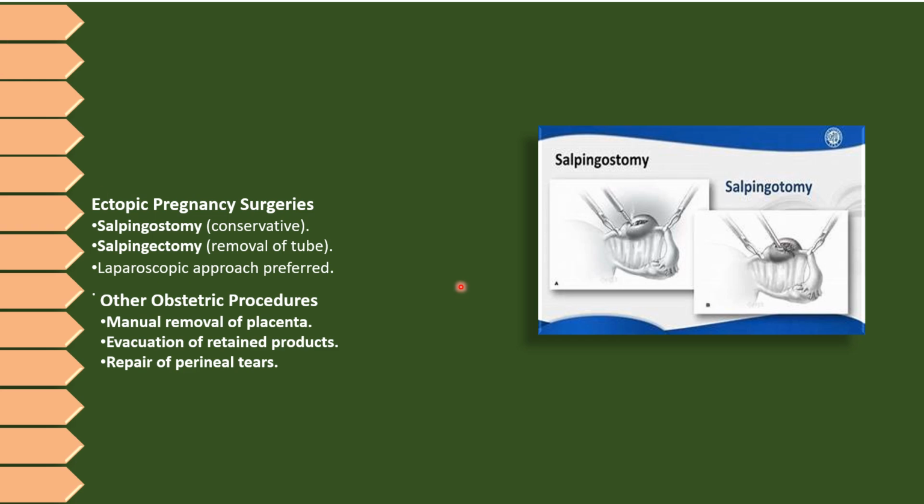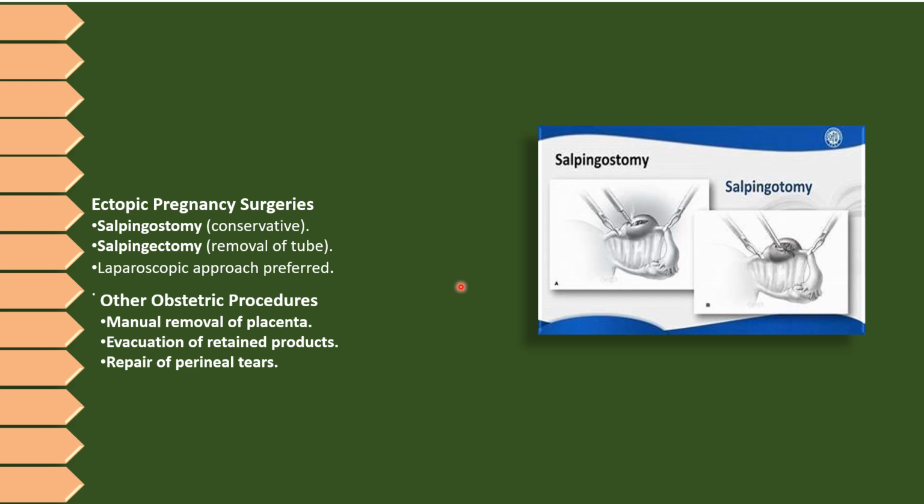Let's move forward to ectopic pregnancy and other obstetric procedures. Ectopic pregnancy is a serious condition that requires surgical management in many cases. So basically, what is an ectopic pregnancy? Fertilization occurs elsewhere than the uterus, in any part of the genital tract, like in the fallopian tubes or in the ovaries. This is called ectopic pregnancy, and this has to be removed. This can be removed by a conservative method, or the whole tube can be removed.